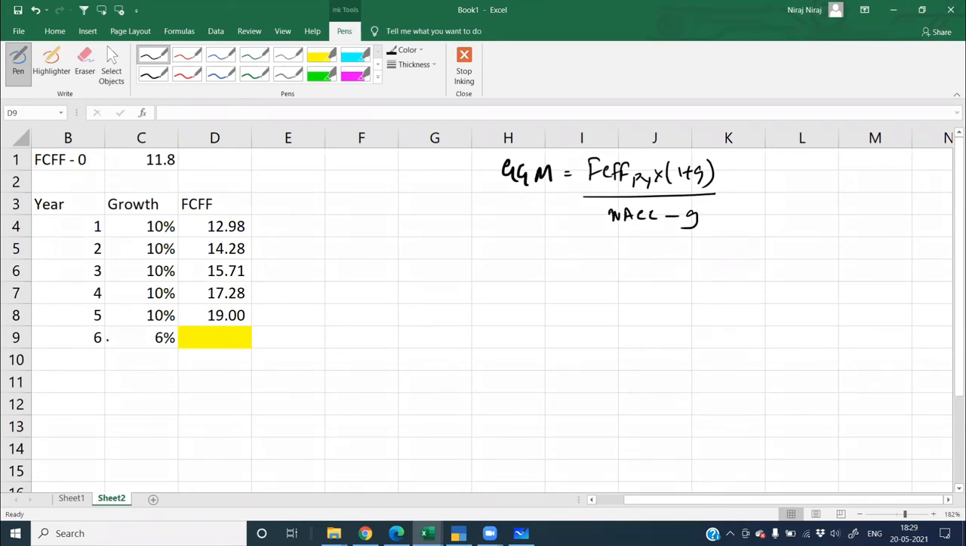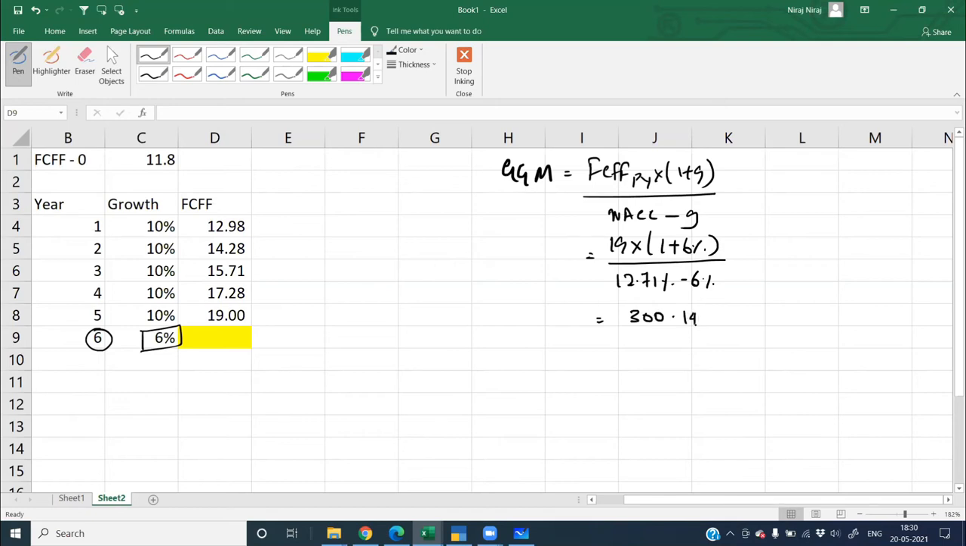Okay, if I have to apply this formula, what will happen? I am calculating at the end of the 6th year. So what is my previous year to this? 19 rupees. So 19 into 1 plus growth. What is the growth given to me? It is given to me as 6%. Divided by WACC. We calculated WACC just now. How much did we calculate it? 12.71 minus growth of 6% again. So if you solve this in Excel, what will be your answer? 300.14.